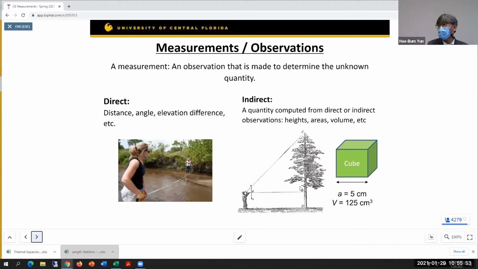Another example would be volume. The way we determine the volume of this cube is we measure the three different sides of the cube, and then we compute the volume. So this is an indirect measure.